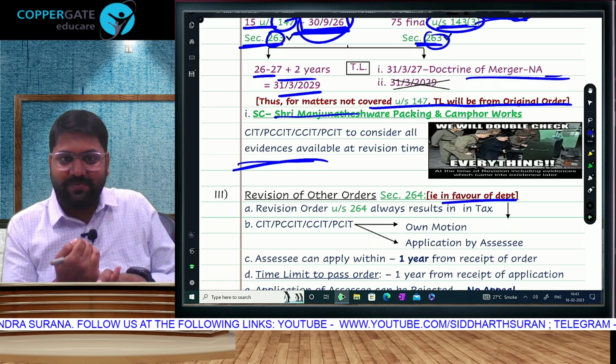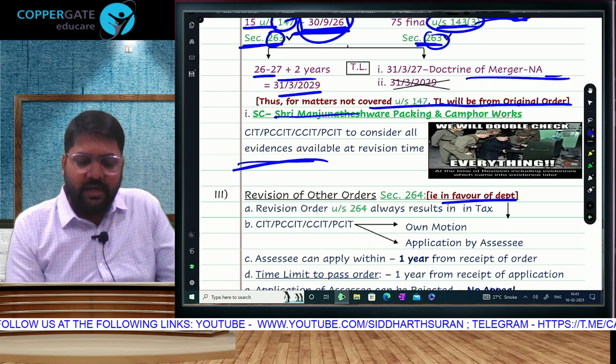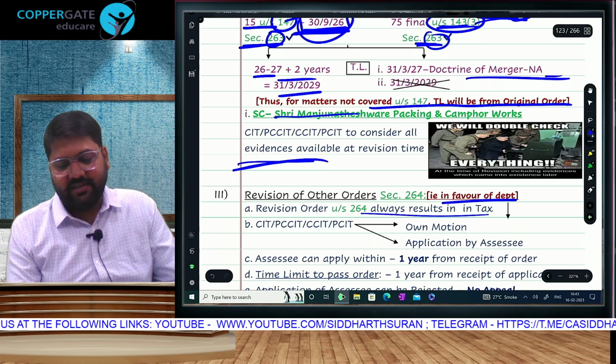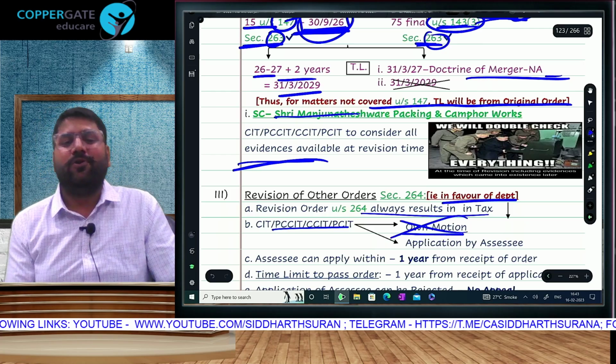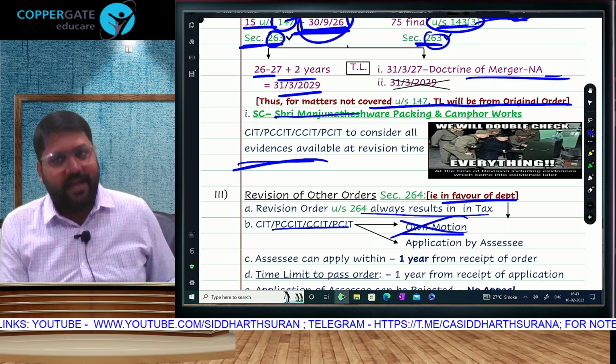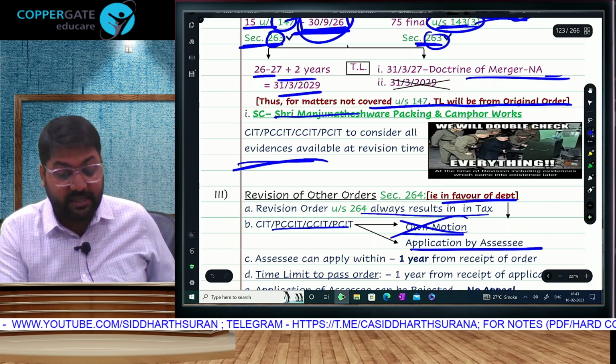So, rejection is not appealable and final order is also not appealable. So, 264 will always result in reduction in tax. It can be done on own motion. Rubbish. CIT will never do it on own motion. Why will he reduce your tax liability on own motion? Never. On application by assessee, this makes sense because tax will be reduced.